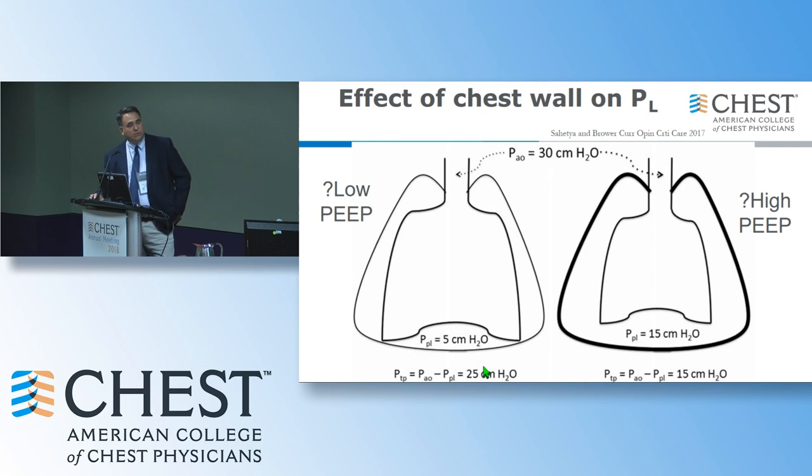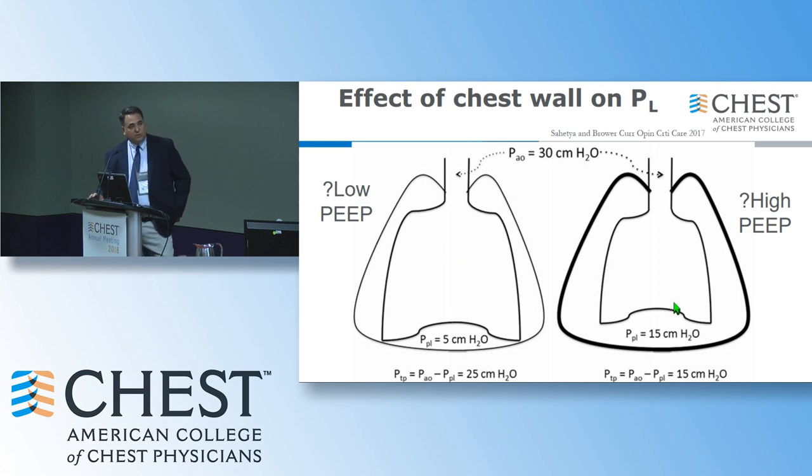So in this cartoon drawing, the airway pressure here in both cases is 30, but the pleural pressure is 5 centimeters of water pressure. The cartoon is assuming that there's invasive mechanical ventilation. So your transpulmonary pressure is the airway pressure minus the pleural pressure, 25 in this individual here. So this is more of a stiff lung.